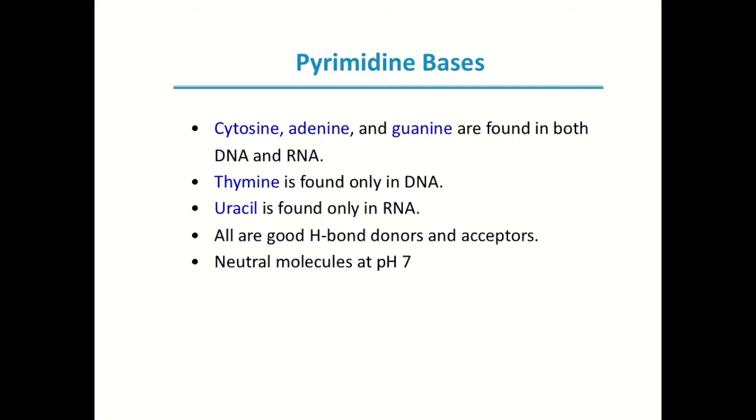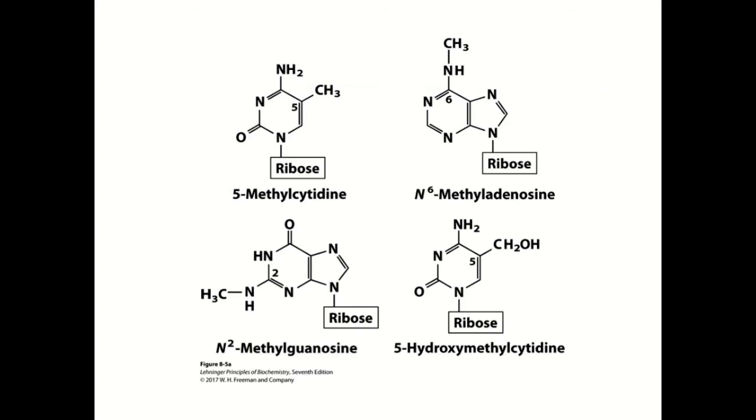Cytosine, adenine, and guanine are found in both DNA and RNA, but thymine is only found in DNA and uracil is only found in RNA. All are good hydrogen bond donors and acceptors, and they are all neutral at pH 7. Now, in addition to those bases, you also have minor purine and pyrimidine bases. This slide shows some of the minor bases of DNA.